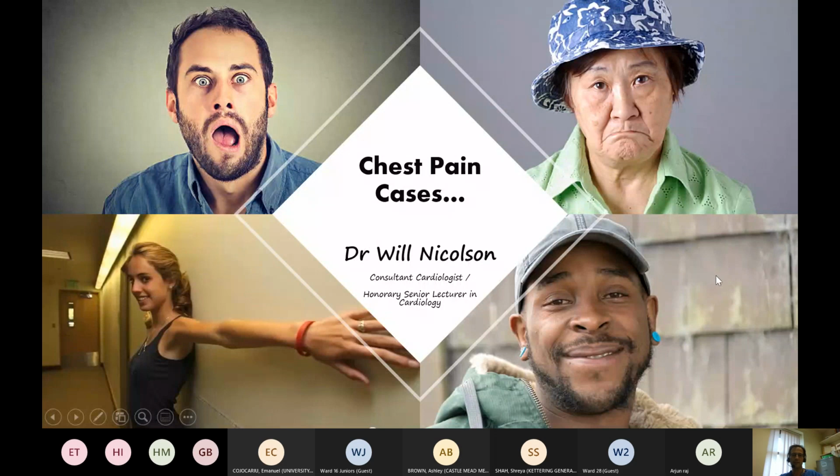So I've got 4 cases over the course of the next hour. Imagine for some of these that you're in A&E or in an acute admissions ward. Some you might be in a clinic or in a GP practice.